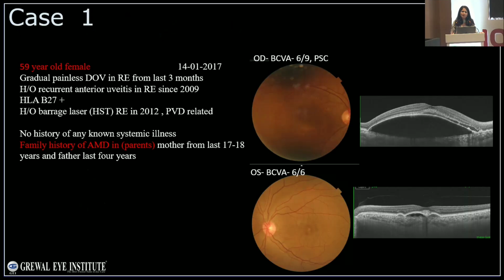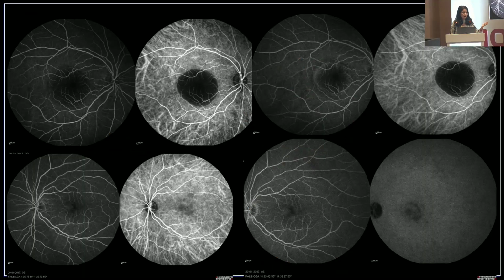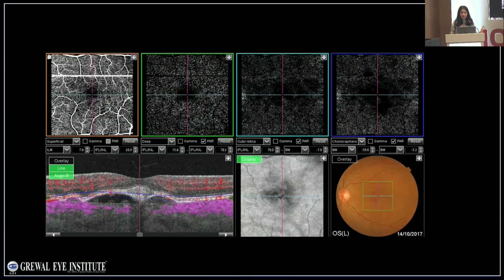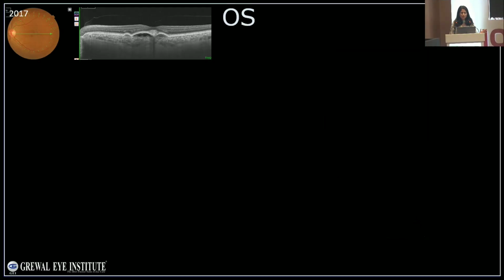So this was a 59-year-old female with recurrent episodes of uveitis in one eye. She had developed a PSC in one eye. She has a significant history of AMD in both her parents. Both the eyes showed large PEDs, drusenoid PEDs, and all we did, as few of our practitioners said, we ruled out a macular neovascularization here by an FFA and ICG. OCT angiography also confirmed there was nothing lying there, and all we did was observe. So she was followed up for 8 years.